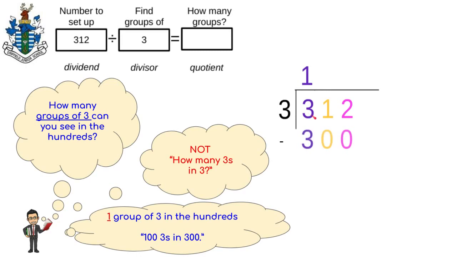So this is where the repeated subtraction comes in. We're now going to take away 300 from 312. That leaves us with a little remainder of 12. So now we move on to the next column.